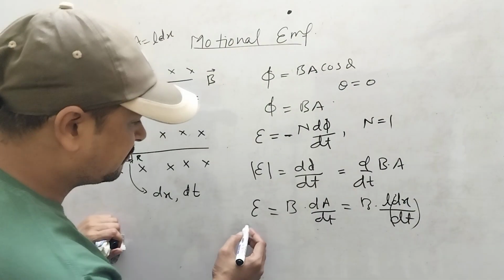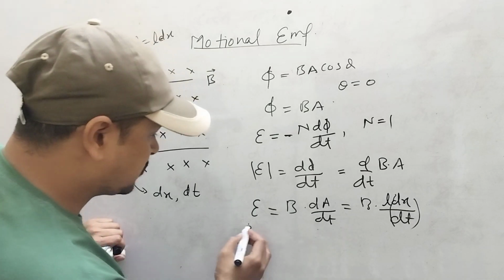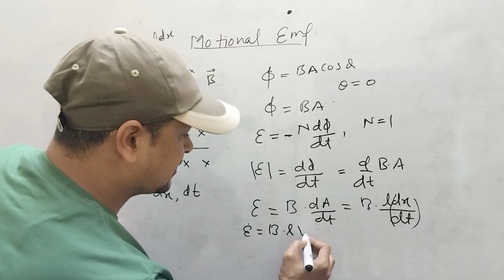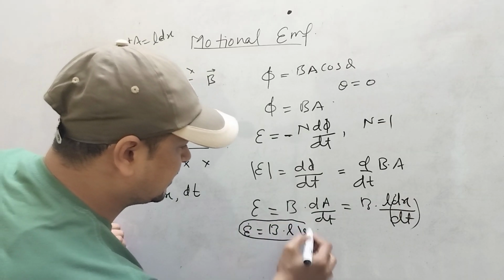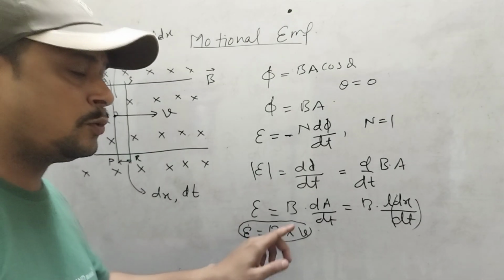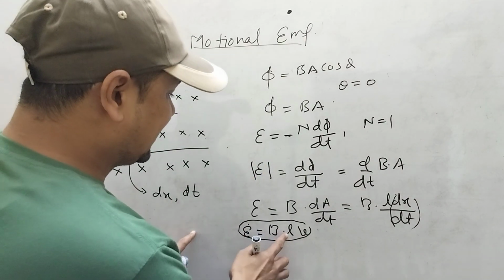So the EMF we are getting is equal to B, the length L, and dx by dt, which is the velocity V. So this is the motional EMF. This much EMF will be induced across this rod: E equals BLV. And a very important thing you should know about the length and the velocity.